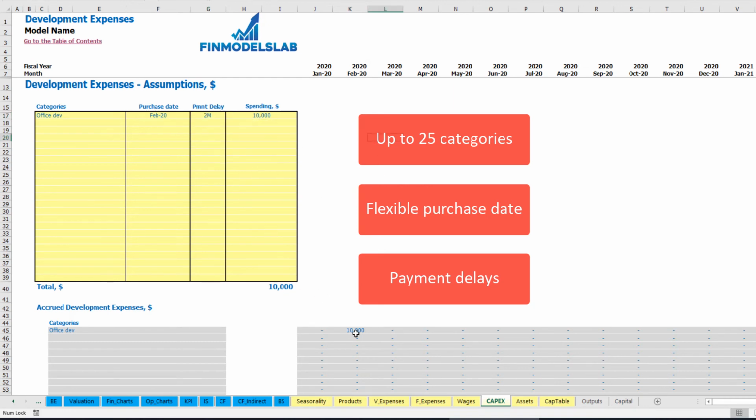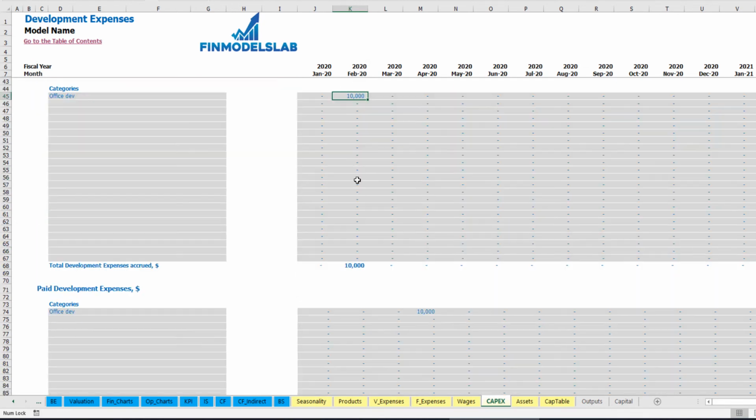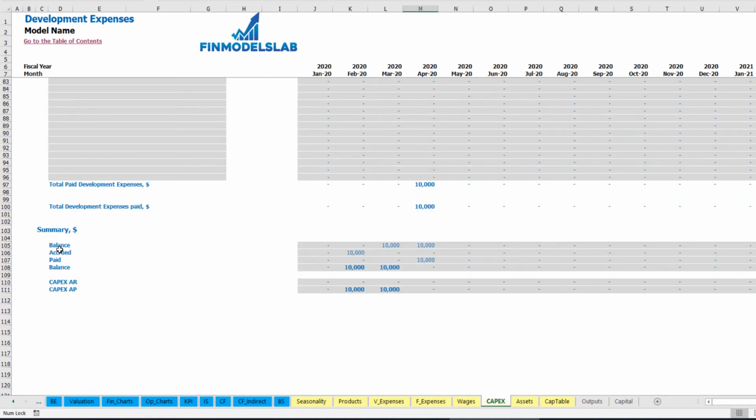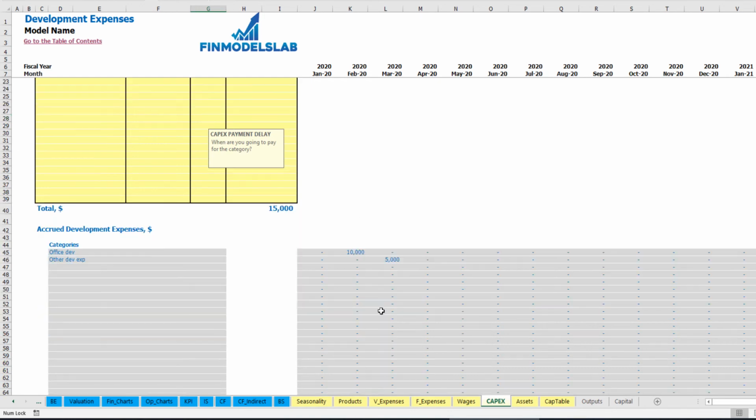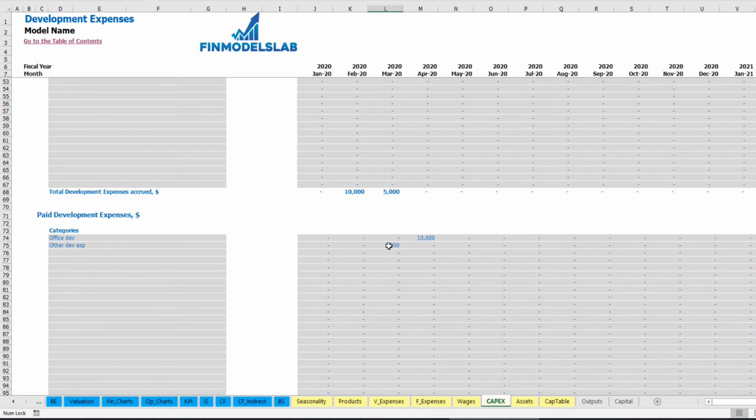It means that this amount will be accrued in February because the purchase date is February, but paid development expenses will be in April 20 for this office development. And you will have some balance of CAPEX accounts payable for 2 months. Let me give you another example. Other development expenses. Let's say March 20, $5,000 with 0 payment delay. This means that this amount is accrued in March and paid in March as well.